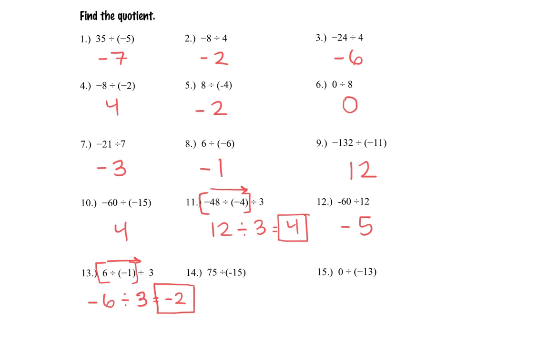All right, so this last one, we have different signs, that's negative 5, and number 15, 0 divided by anything is always 0. So hopefully that helps you know how to multiply and divide integers.